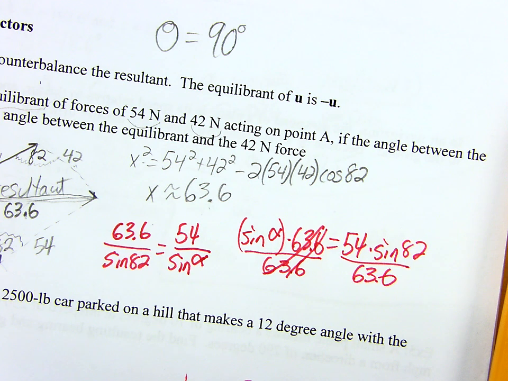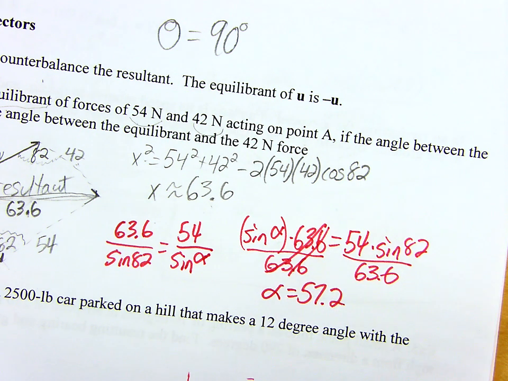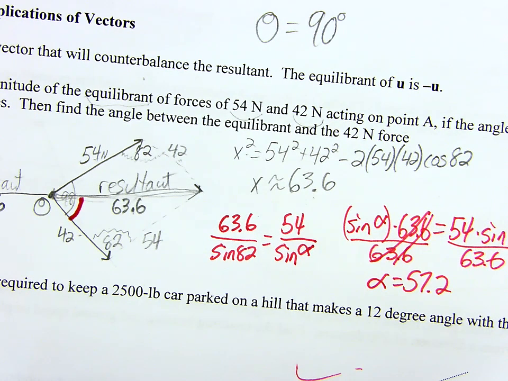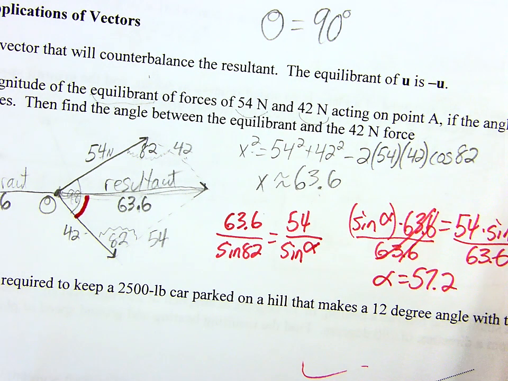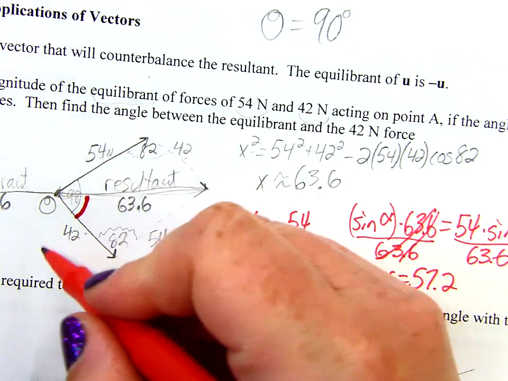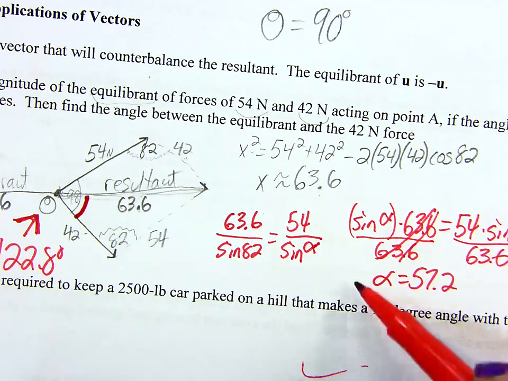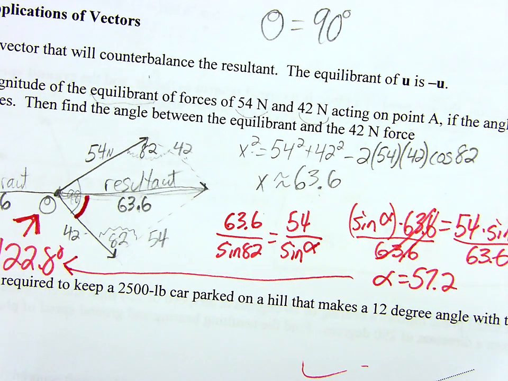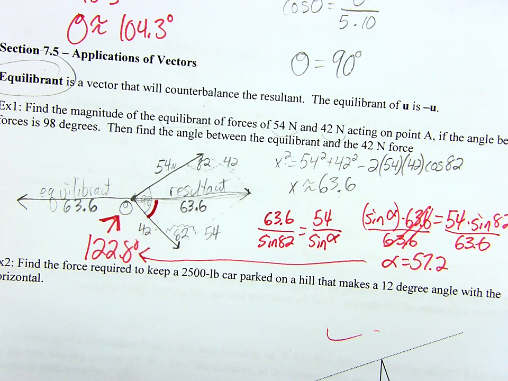Divide by 63.6. I get 57.2. So that means that the angle that I'm looking for, theta, is going to be 180 minus that. So I get 122.8. There you go.